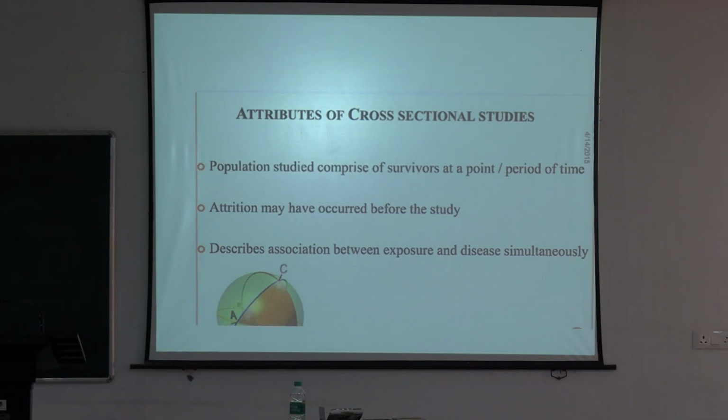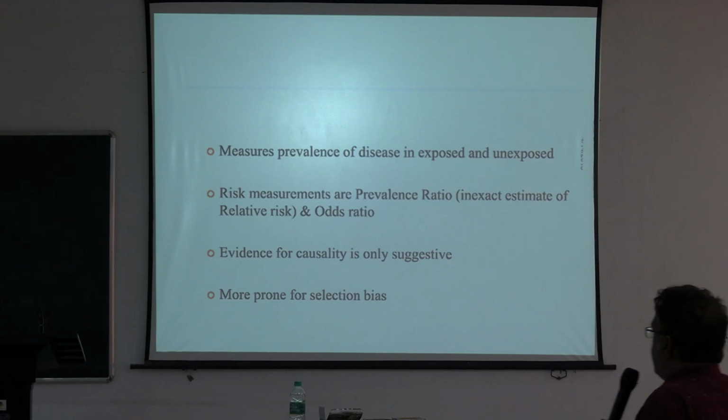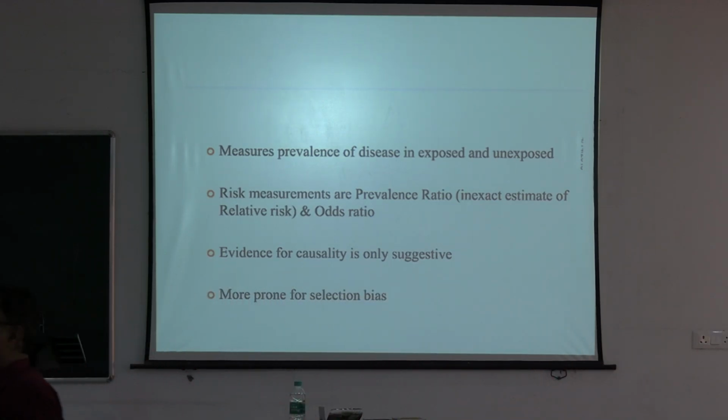Okay. It measures prevalence of disease in exposed and unexposed. You are getting the measure of the disease in both exposed and unexposed. And here the risk measurements are prevalence ratio and odds ratio, as I told you. But evidence for causality is only suggestive. You cannot prove that this is the cause of that. The cause cannot be clearly understood. And the last one is that it is more prone to selection bias.